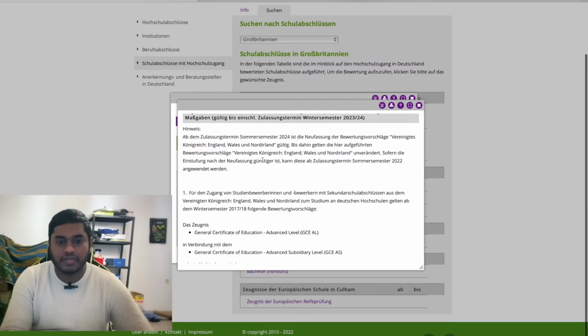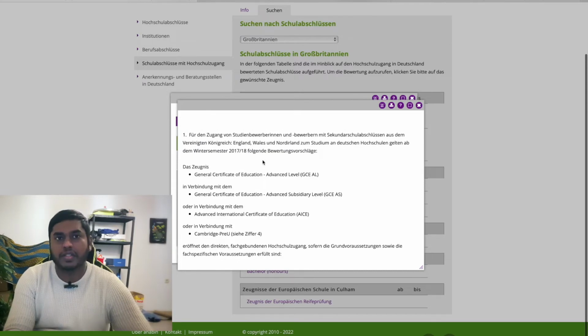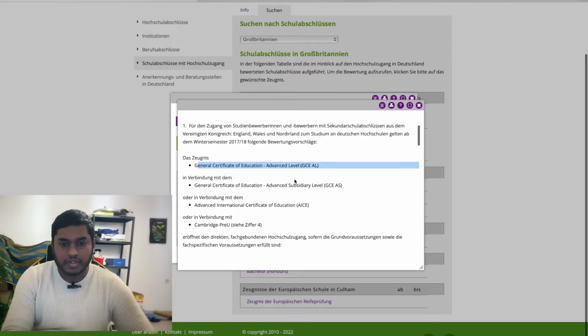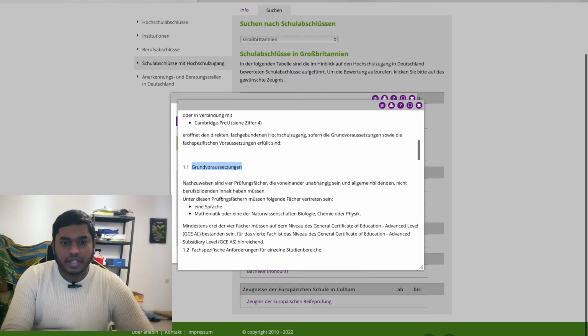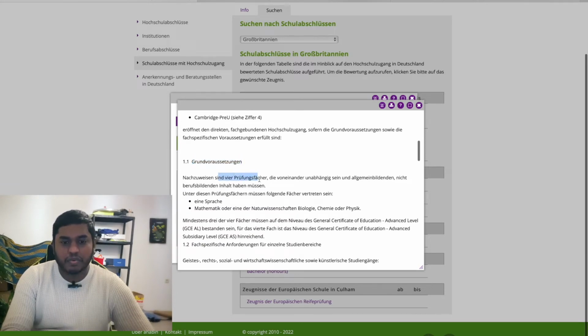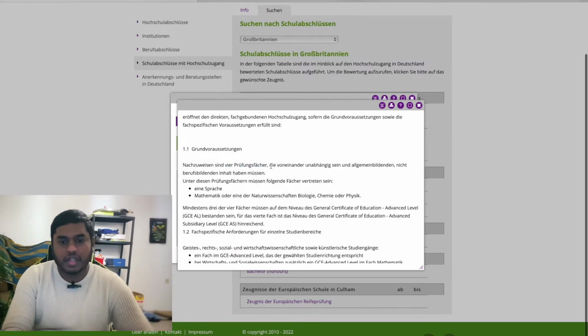And here we find information about the requirements to study in Germany if you have taken Cambridge A-levels in your country. A general certificate of education, advanced level, Grundvoraussetzung, basic requirements. Nachzuweisen sind 4 Prüfungsfächer. That means that you have to sit and pass 4 subjects in your A-levels, die voneinander unabhängig sein und allgemein bilden. That means the subjects that you take in your A-levels shouldn't overlap too much.